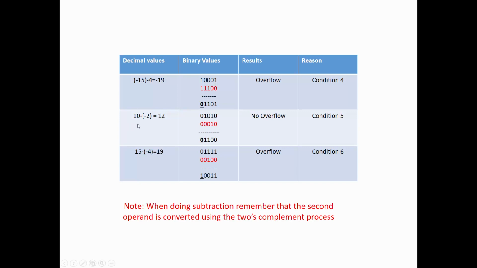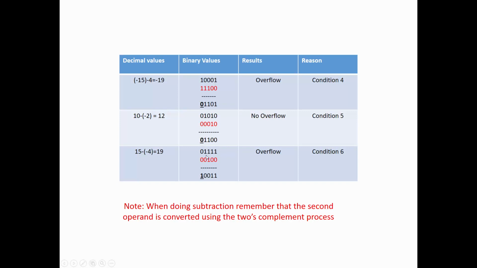Here is subtracting a negative from a positive. 12 is within the range of 5 bits. We know it's not going to overflow, but let's look at it. I take negative 2 and I convert it into a positive 2, and do the addition with 10. That comes up with 12. The signs are the same.